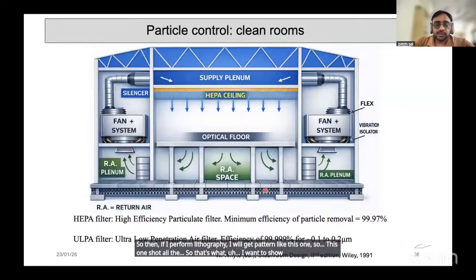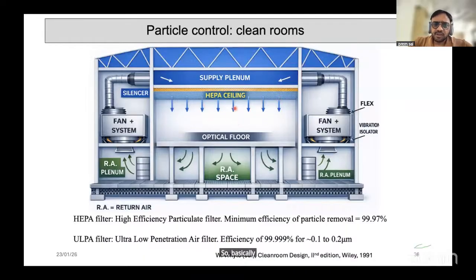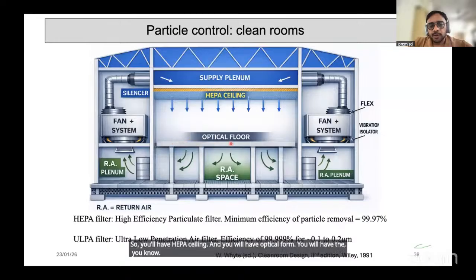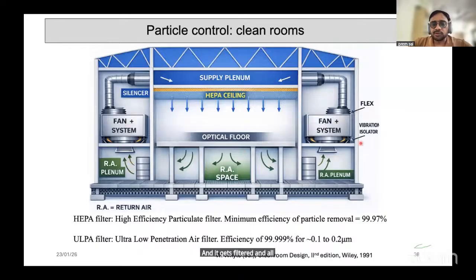And this is what the clean rooms look like. You will have this HEPA filter, a high efficiency particulate air filter. Nowadays, there are air purifiers in the market that also use HEPA filters. So you see, the air is circulated through this, and it keeps circulating with fans and the system. You will have a HEPA ceiling, and you will have a perforated floor. Air will go through it, and it gets filtered. This is how the air handling unit works inside the clean rooms.